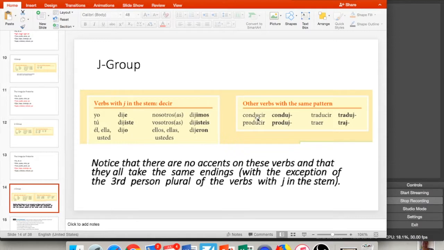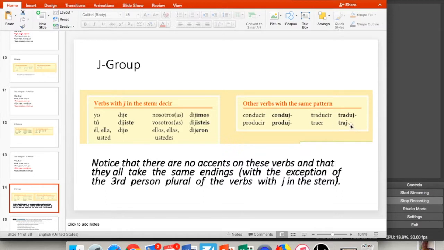You have conducir to drive, producir to produce, traducir to translate, and traer to bring. So again, if you know these J group endings, you can figure out any of these. Producir, produje, produjiste, produjo, produjimos, produjisteis, produjeron. So you can go through and conjugate all of these.